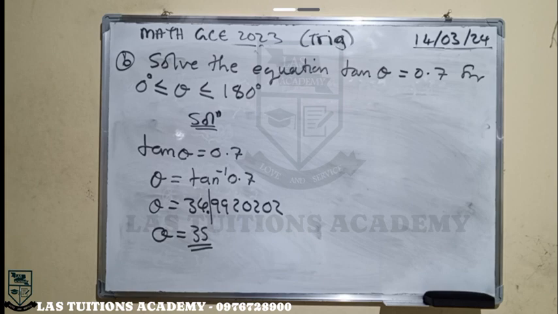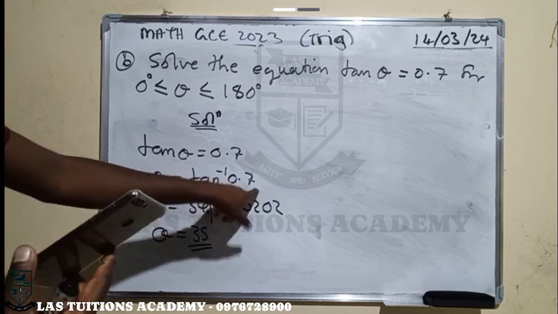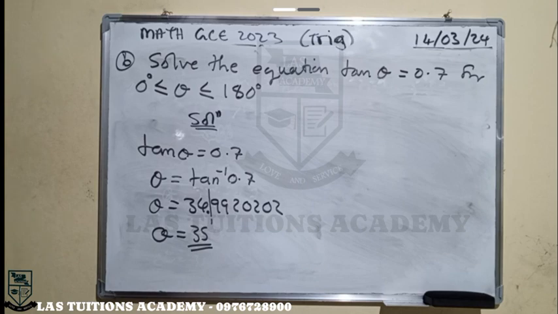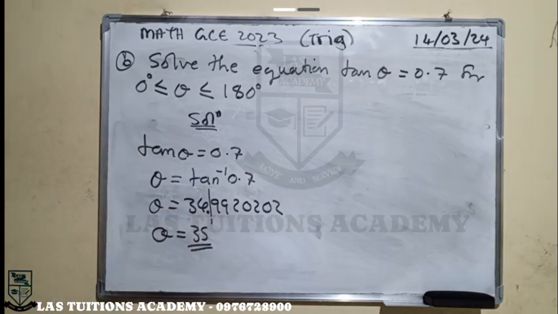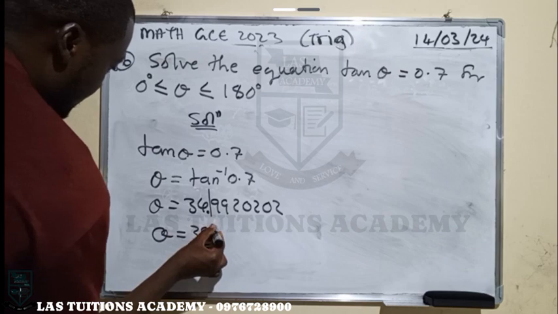Where is that 34 coming from? It is the tan inverse of 0.7, it will give you this if you have a calculator. So this is 34.9 degrees. You round off to the nearest degree, which is 35 degrees. Yes, that's what gives us 35 there.